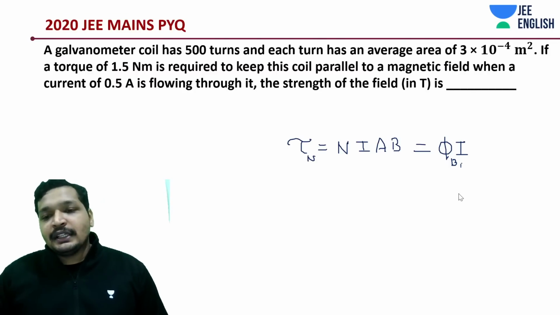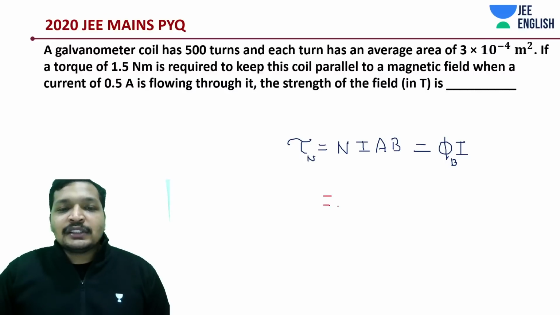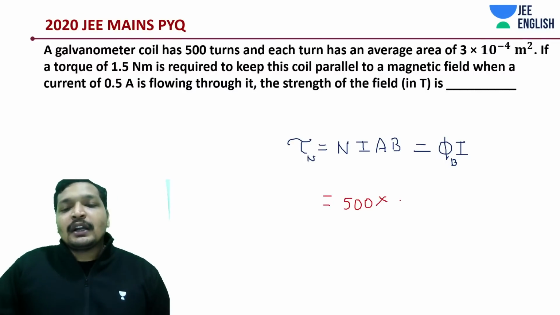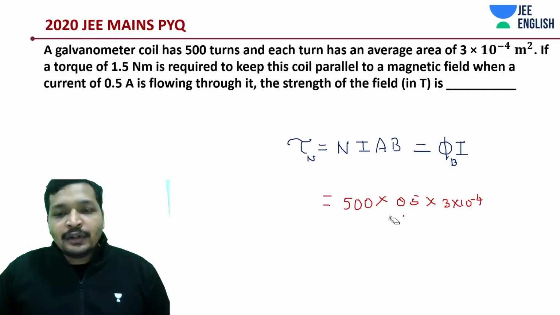Amazing, guys. So yes, everything is in SI units. Just substitute the value. It's a very simple question. So it's 500 into current is 0.5, and then area is how much, students? Area is given to you as 3 into 10 to the power minus 4. That's it. And you can calculate this very quickly.